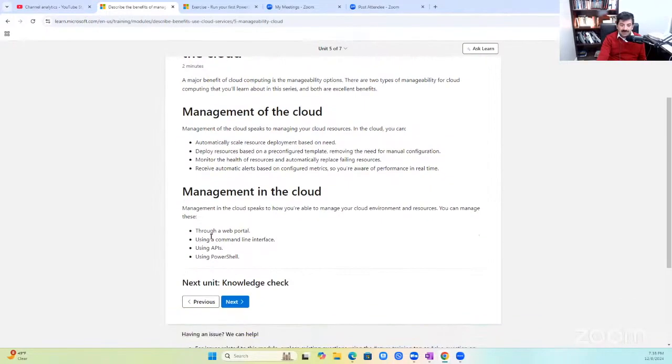How you can manage: since we are doing the Azure Administrator Associate certification, it's a good point to switch now to Azure Admin Associate. You can manage your resources through the web portal, using the command line interface, using APIs and PowerShell.